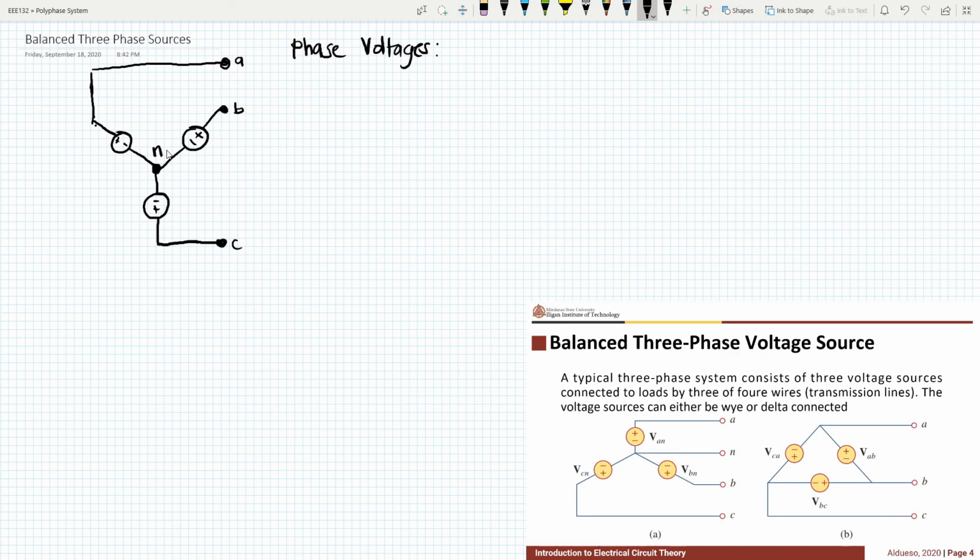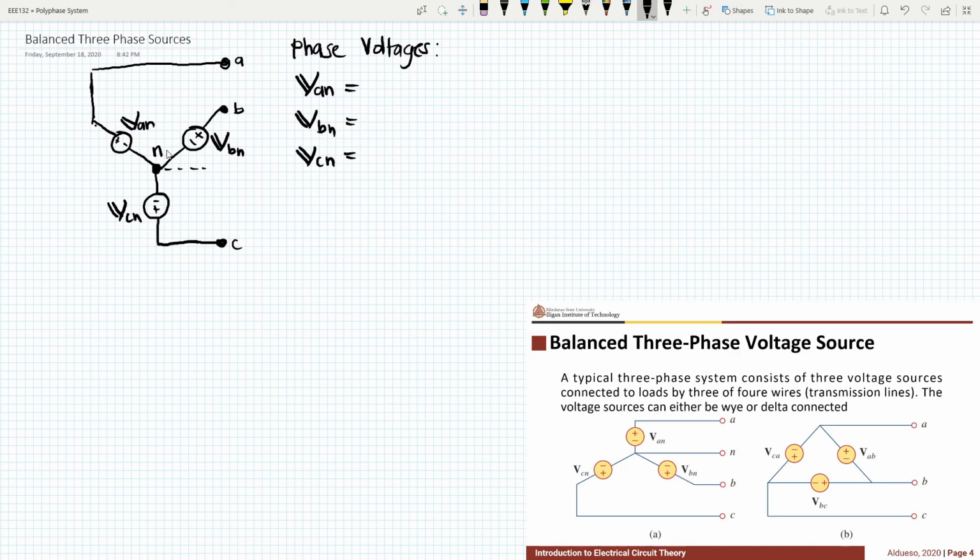A Y connected source can either be 3 wire or 4 wire. We have N. For this case, this voltage source right here is labeled as VAN. This source right here is VBN. The source at the bottom is labeled as VCN. So these are the phase voltages: VAN, VBN, and VCN.